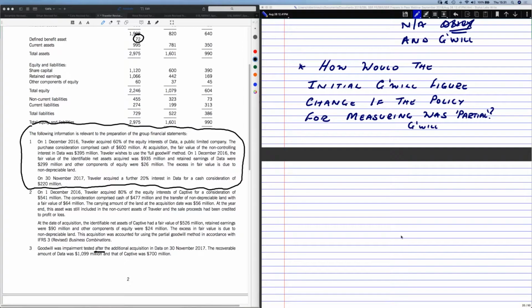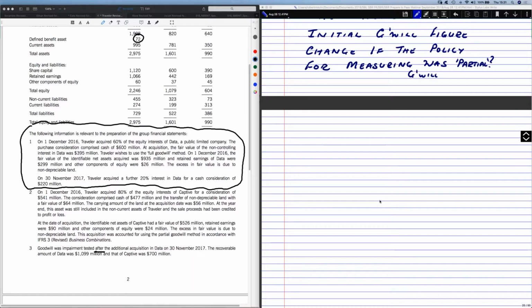Right. How would the initial goodwill figure change? I don't want you to think about grossing it up. I want you to think about what the goodwill would be if the policy in this question was partial. That's what I want you to think about overnight. Okay. And the second question I want you to think about is this, please.